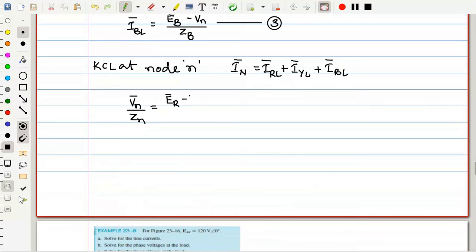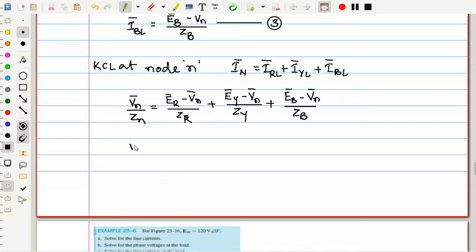ER minus Vn divided by ZR, plus IYL is equal to EY minus Vn divided by ZY. Similarly, EB minus Vn, all are phasors, divided by ZB. Now from this you simplify and try to get the neutral line voltage Vn.